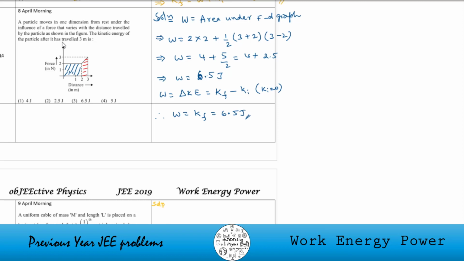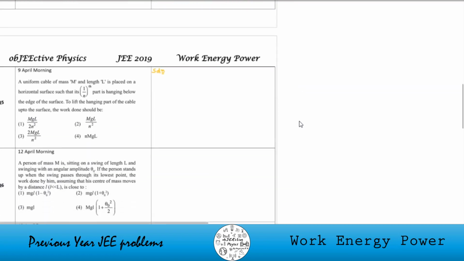Kinetic energy of the particle after it has travelled 3 meters is 6.5 joules. Option 3, third option is the right option. And next question.